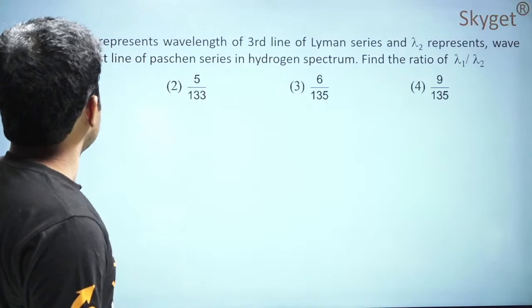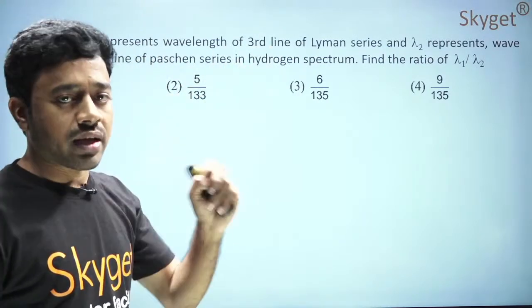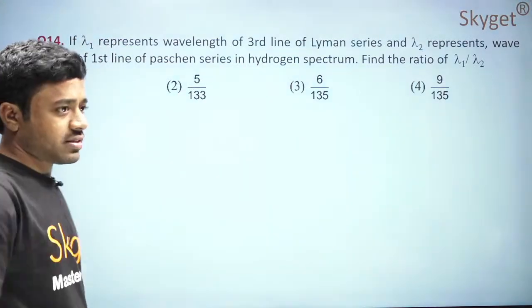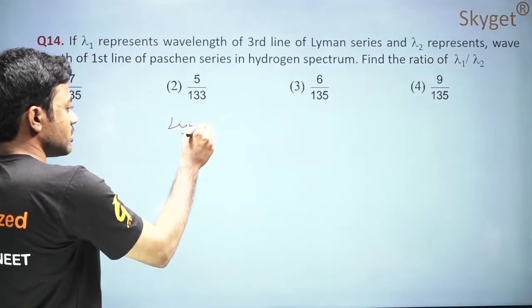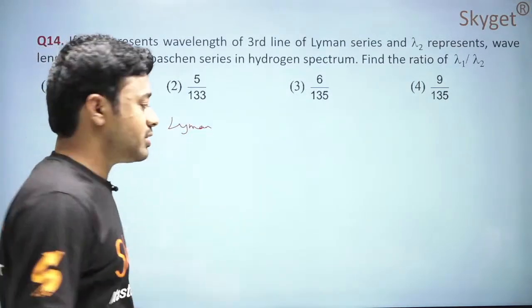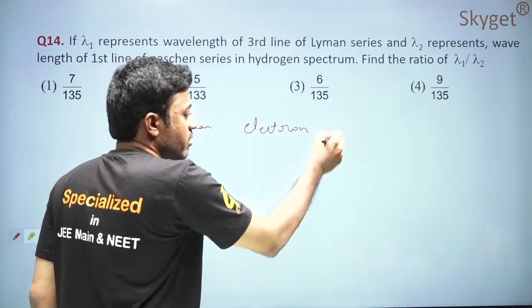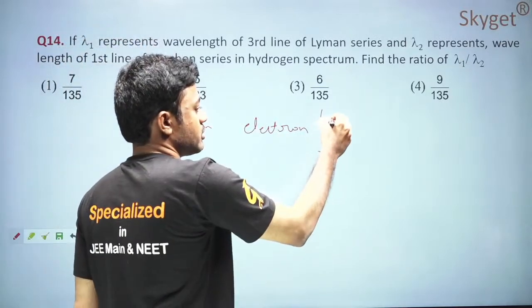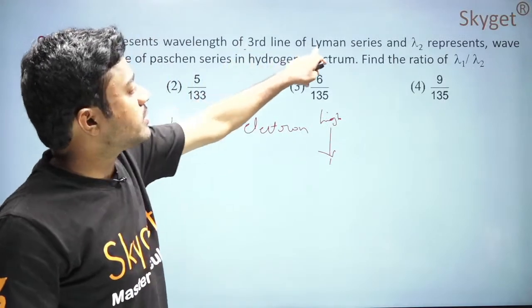Next, problem number 14. If lambda 1 represents the wavelength of the third line of the Lyman series, as you know, the Lyman series is the first series in Bohr's spectrum, where the Lyman series includes the spectral lines when the electrons jump from the higher energy levels to the first orbit. So, the third line of the Lyman series.